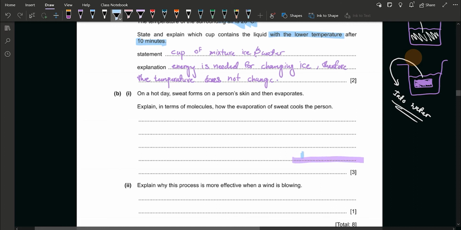And we have water molecules on this. And after that, what happens is we have high energy molecules on the top. So they leave the surface of the water and the water becomes cooler. So this water becomes cooler. And eventually, after some time, all the high kinetic energy molecules will leave the surface of the water and the water is going to become cooler. So that's why the person's skin also becomes cooler.